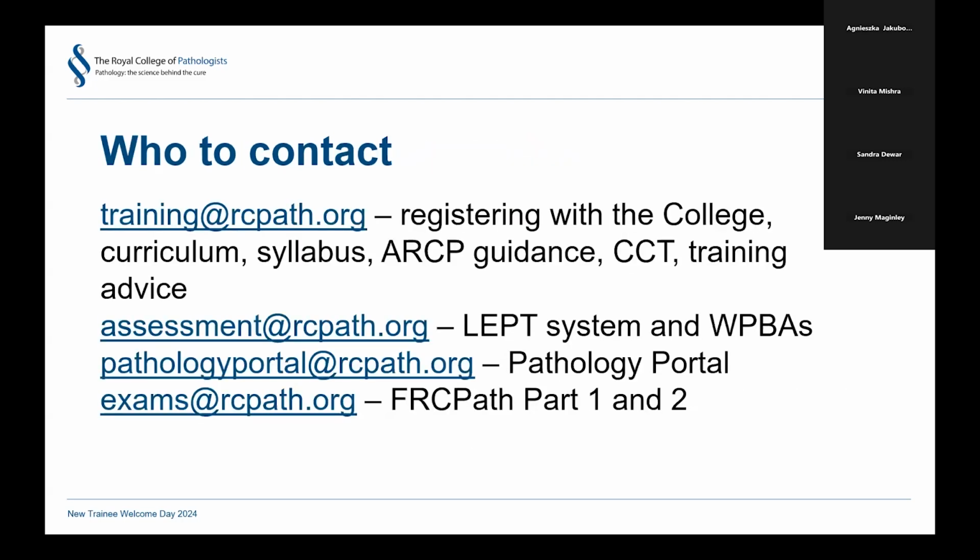And then just another very quick overview. It's really easy to remember the college email addresses because they all follow the same pattern. But this is just a quick overview of who you can contact in the college if you ever have any questions about certain things. There's also an info address, so if you're really not sure, just email info@rcpath.org and it will be sent in the right direction for an answer. But these are the four main teams that you might need to contact if you've got any questions, any queries, or even if you want to get involved in some of the work of the college.